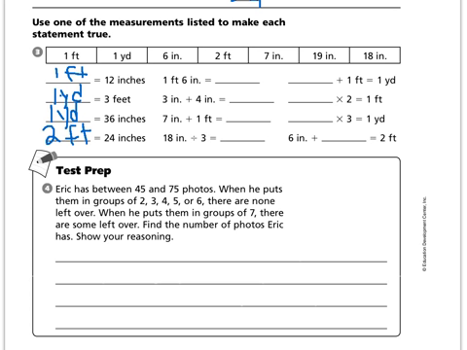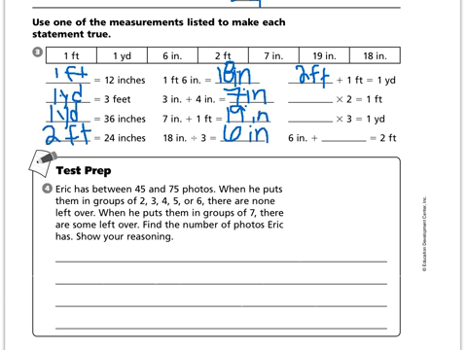1 foot, 6 inches, that would be 12 inches plus 6 inches equals 18 inches. Then I have 3 inches plus 4 inches is 7 inches. 7 inches plus 1 foot, that's going to be 12 inches plus 7 inches is 19 inches. 18 inches divided by 3 is 6 inches. What plus 1 foot equals 1 yard? Well, I need to have 3 feet, so 2 feet plus 1 foot equals 1 yard.